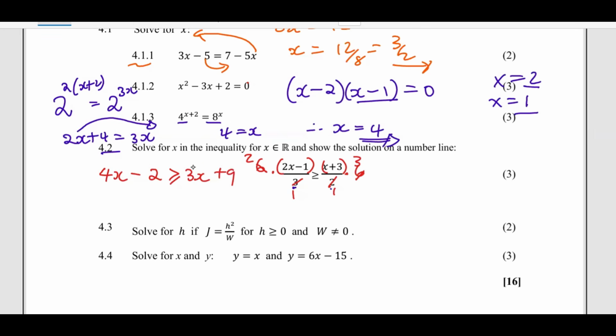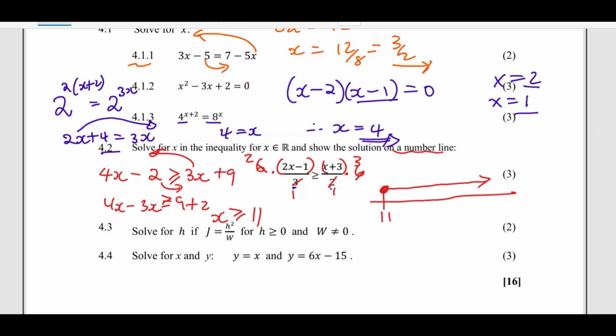Let's collect the like terms. So 4x minus 3x is 9 plus 2, meaning x is greater than or equal to 11. But they want a number line. Remember, greater should always be to the right.